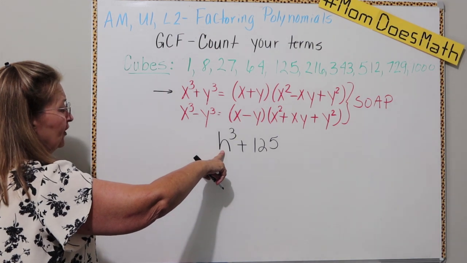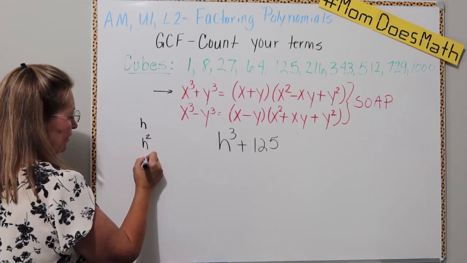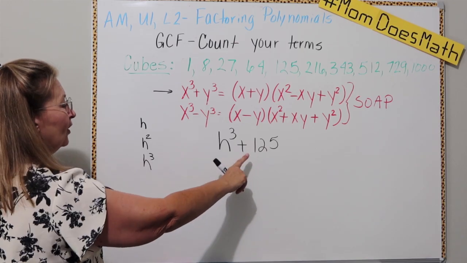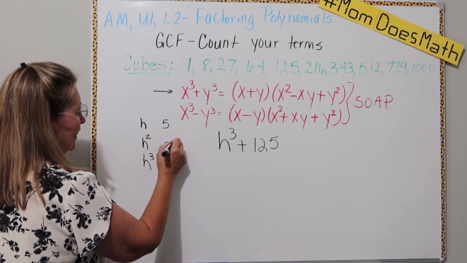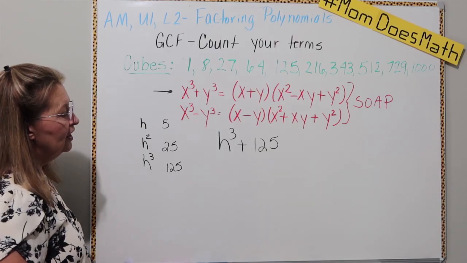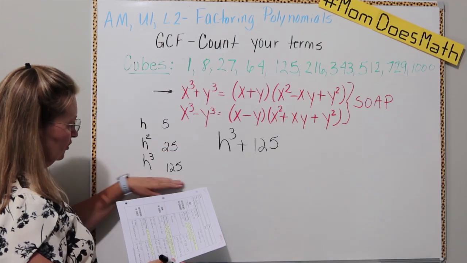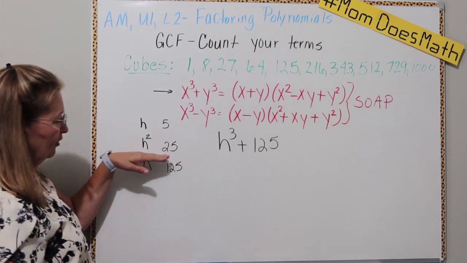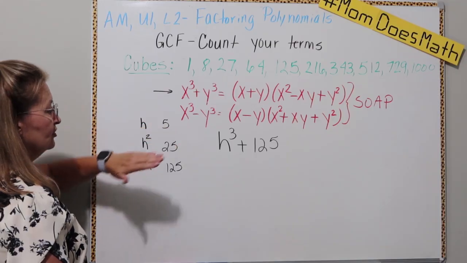So if I've got h to the third, what is the root? Well, it's h. The square of that is h squared, and then naturally the cube of it is h to the third. All right, on 125, what is the cube root of that? 5. That number squared is 25, and that number cubed is 125. So in your formula, everywhere you have a cube, that's going to refer to these two. Everywhere you have a square, that refers to these two numbers. And wherever you have just a plain x or y, that refers to the root.